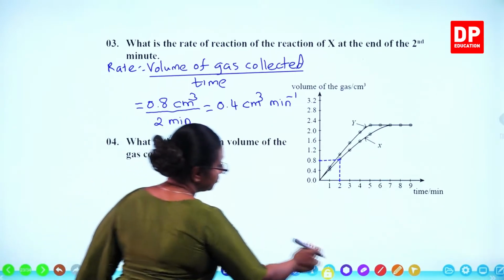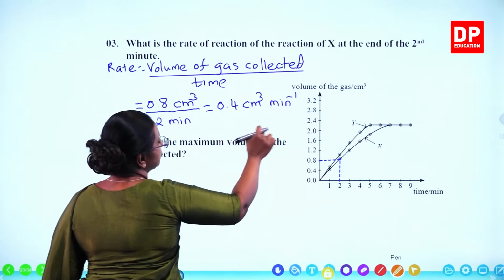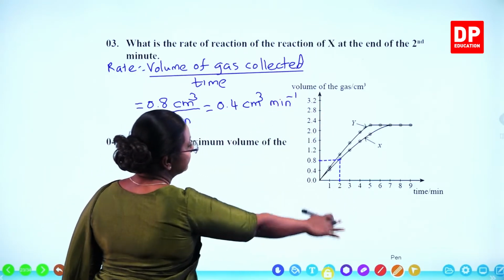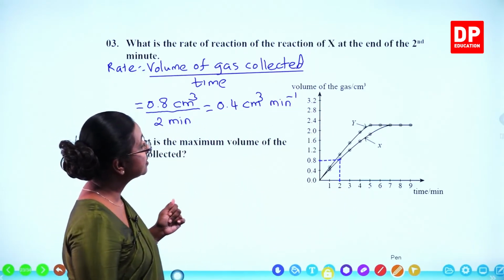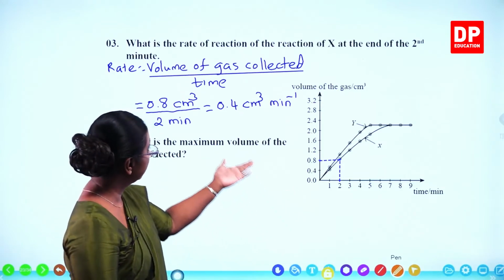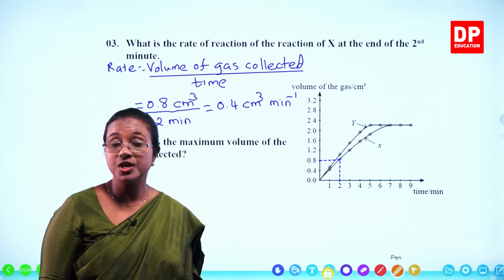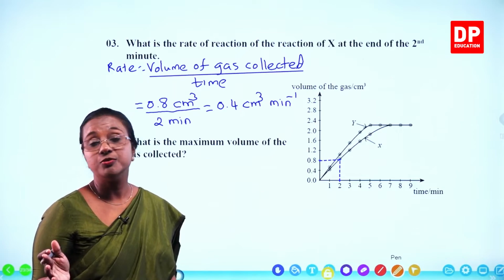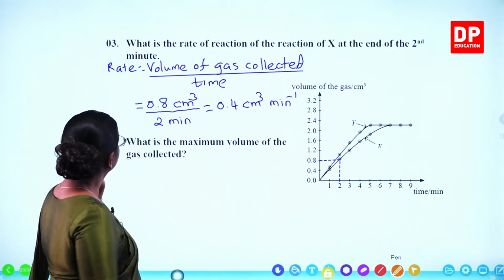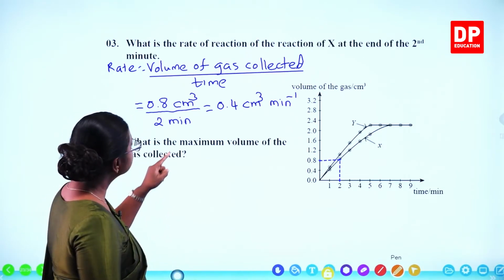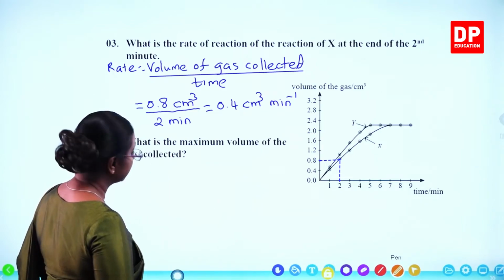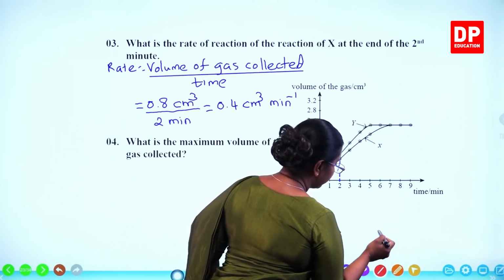So here, of course, students, the unit is going to be the units given in the graph. Since it has been given in centimeter cubes and minutes, we directly use those units. You don't have to do a unit conversion. Then the fourth one. What is the maximum volume of the gas collected? Maximum volume of the gas collected.